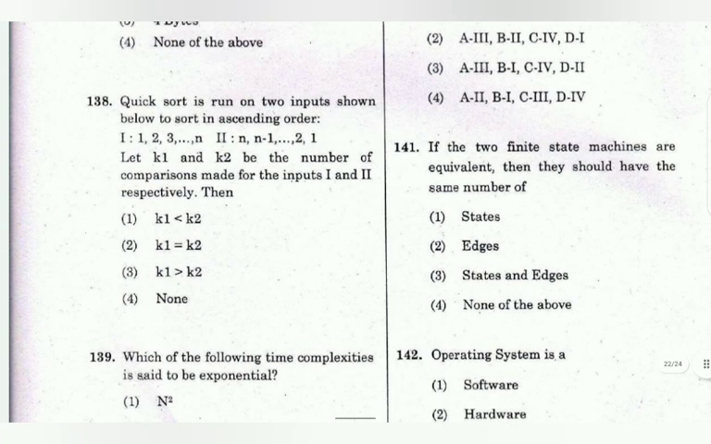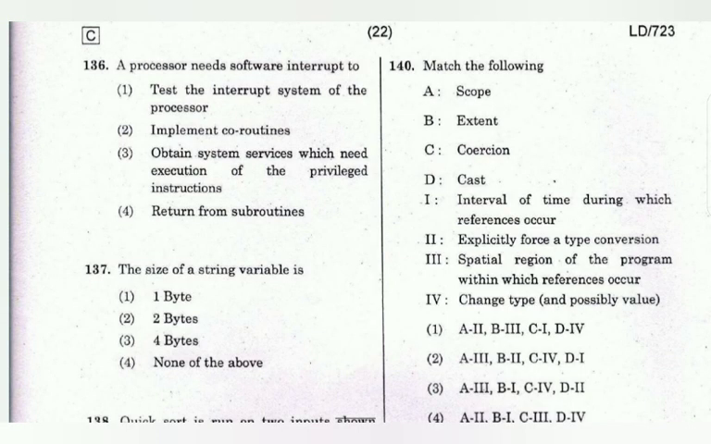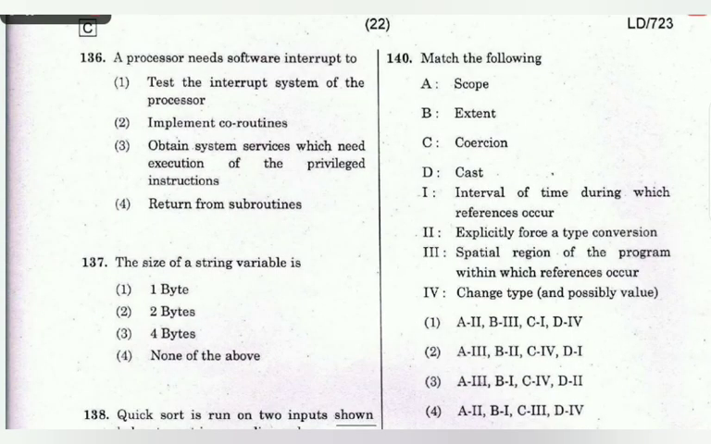Next. Match the following. So here scope stands for the spatial region of a program where a variable or reference is valid. So for A, 3 is the correct answer. Next, extent. Extent is a time duration if a reference exists. So for B, option 1 is the correct answer.